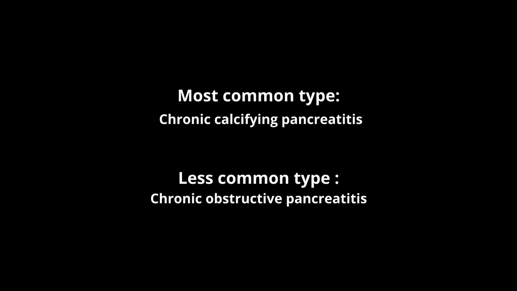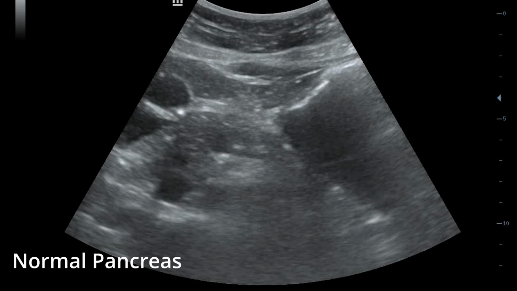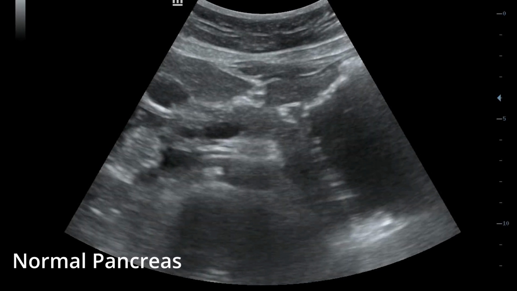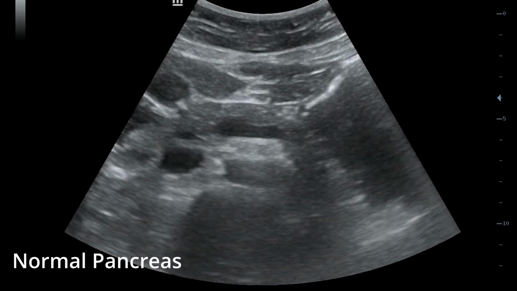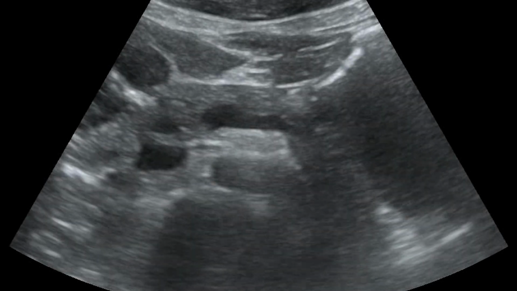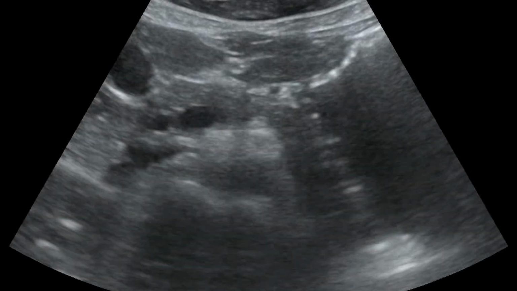The most common type is chronic calcifying pancreatitis. The less common type is chronic obstructive pancreatitis. Here is a normal pancreas with normal parenchymal echotexture. The pancreatic duct is seen normal.